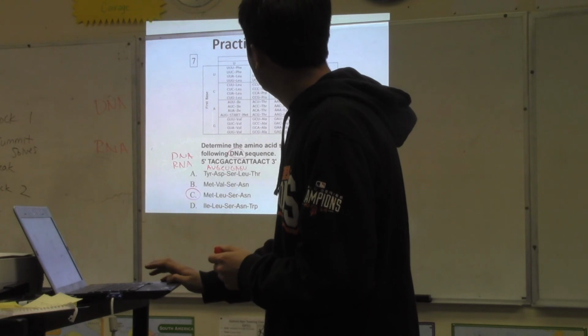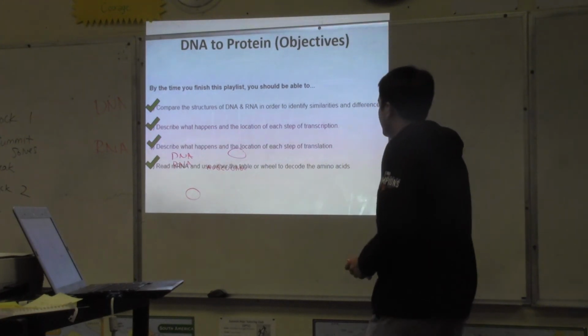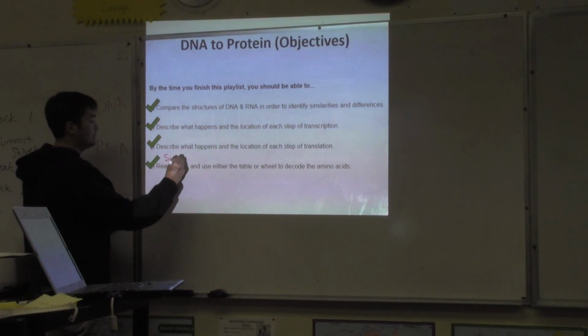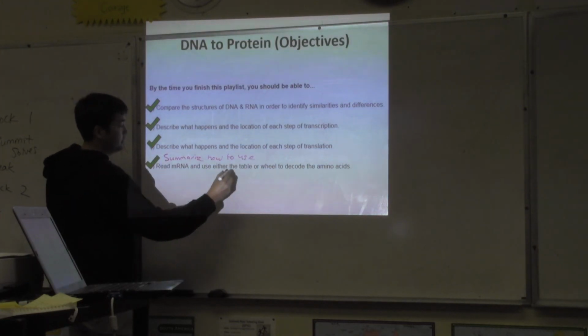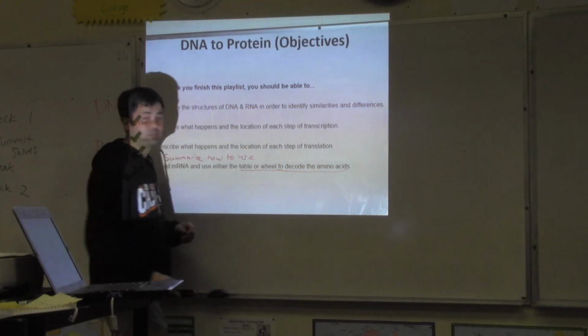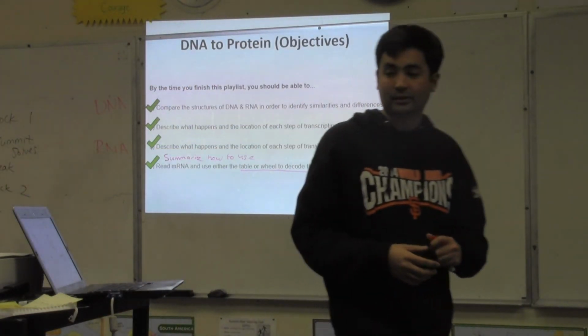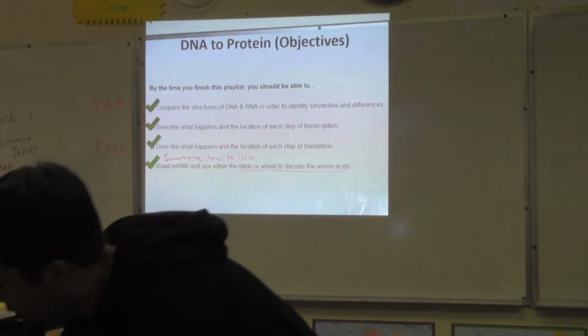All right. We are almost done. The very last thing we want to do is the last objective. I just want you to summarize how to use the table or wheel to decode the amino acids. So just describe, pretend like you're telling someone who's never done this before. How do you use that table or that wheel to figure out the amino acids? Pretend like you're telling someone who's never done this before in their life. Give them some tips or some pointers on how to use these.